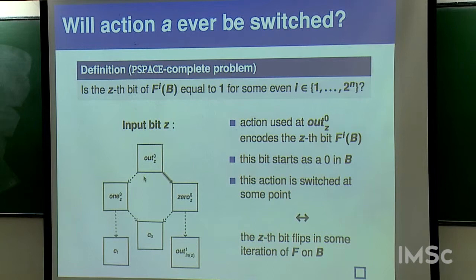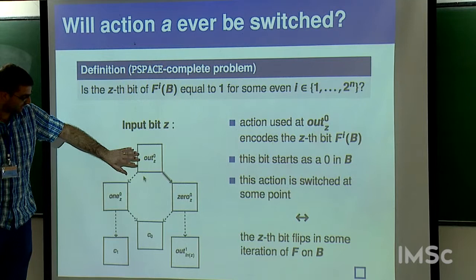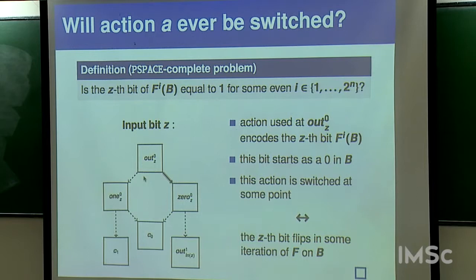Essentially, we look within an input bit, and we look at what a particular node within that input bit actually does. So this is the output that either goes right or left, and literally we have two nodes that encode whether this bit is 0 or 1, and essentially we start with the thing pointing one way, and if it ever points the other way, then it's going to directly correspond to that bit flip in the iteration of the circuit.